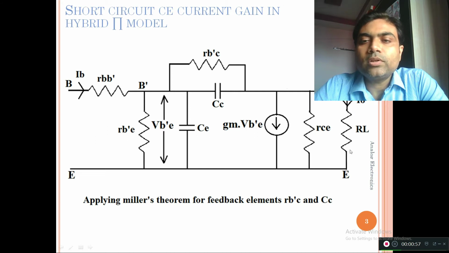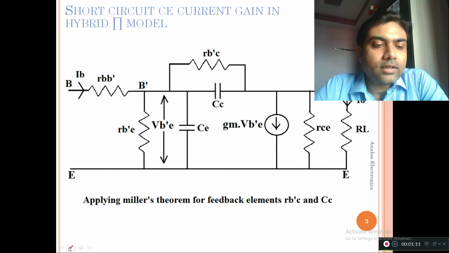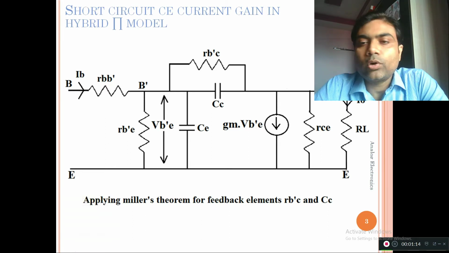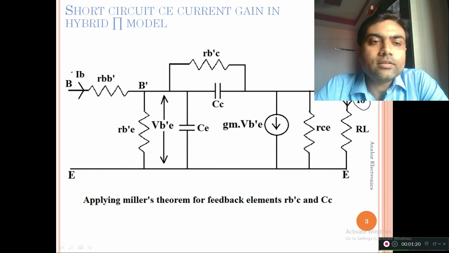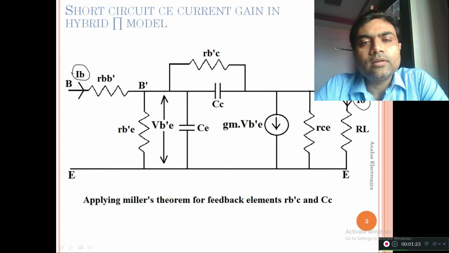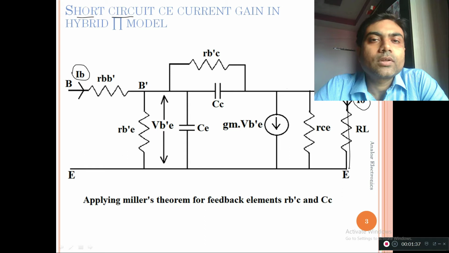Now, when we talk about the gain, and especially the current gain, I want to calculate the relationship between output current and input current. So anything which gives me IO upon IB, the relationship between the output current IO and the input current IB, is nothing but current gain. And since we want to calculate the short circuit current gain, it means we want to short this output resistance.